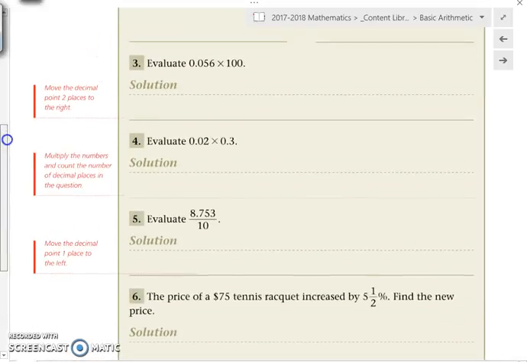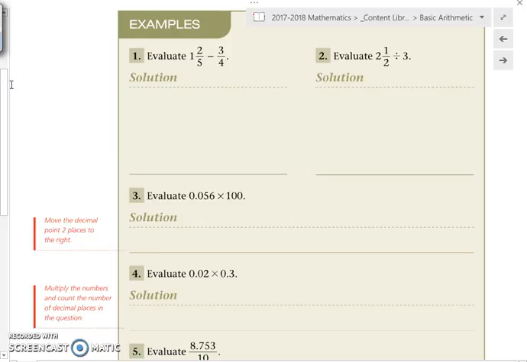So first one we're doing is evaluate 1 2/5 minus 3/4. What's the first step? Well, what's the first thing you think of when you're looking at fractions and you're adding or subtracting them? They have to have the same denominator. Okay, have these got the same denominator? Okay, so straightforward, you need to change the denominator.